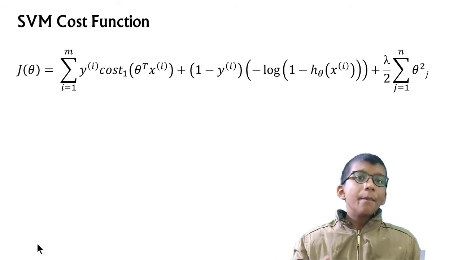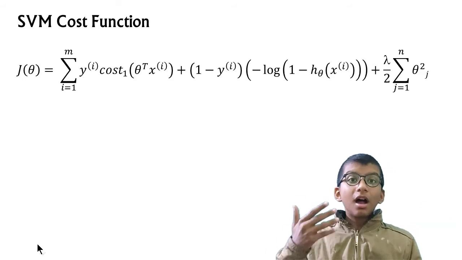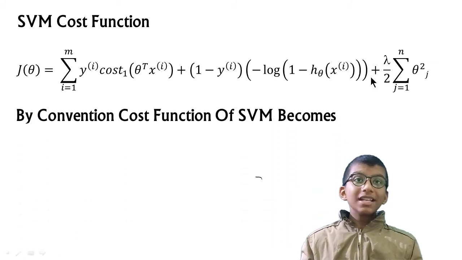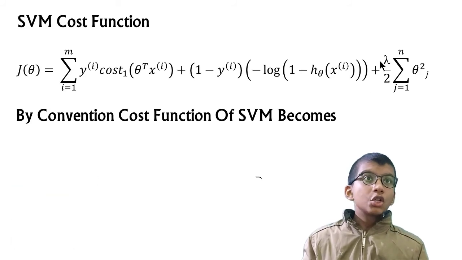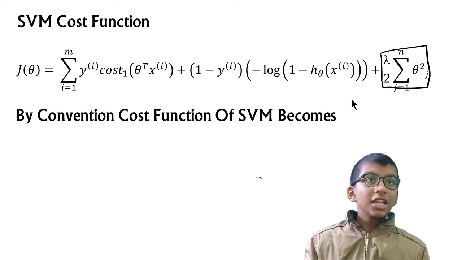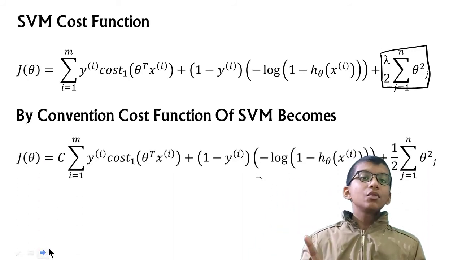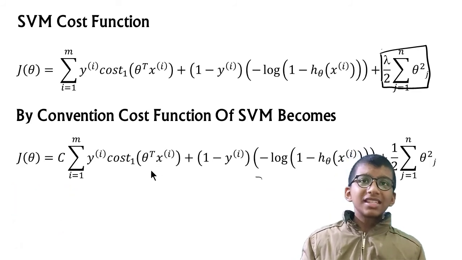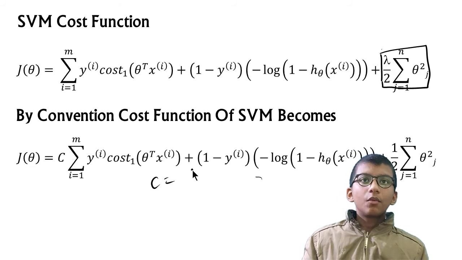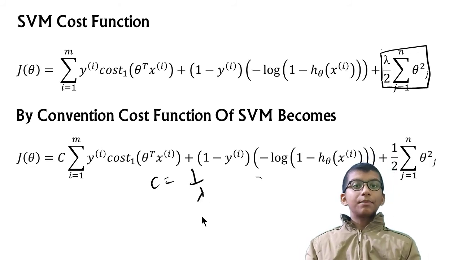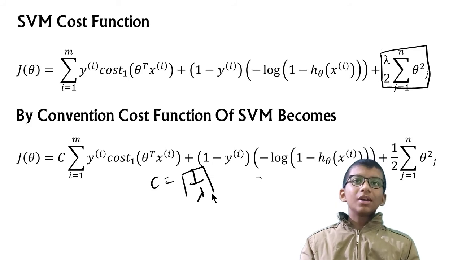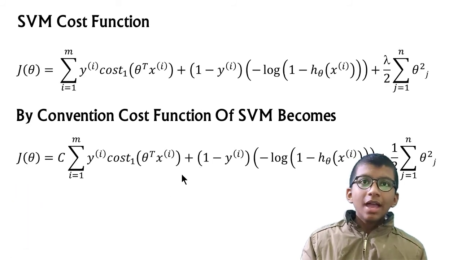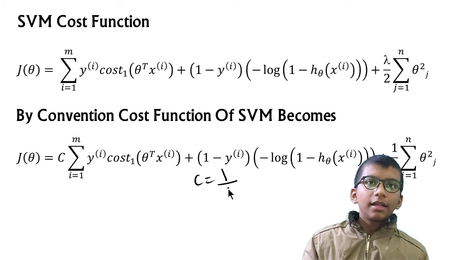I'm recapitulating. By convention, the regularization parameter of the support vector machine should not be this lambda. Instead of lambda, we have to add C, where C equals 1 by lambda. Again, this is the same thing, where C equals 1 by lambda. Let me write this to be very clear: C equals 1 by lambda.